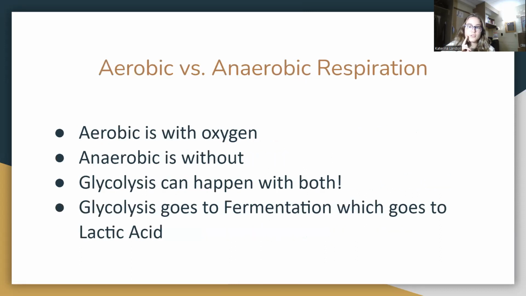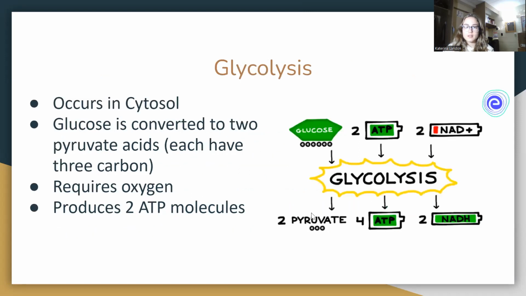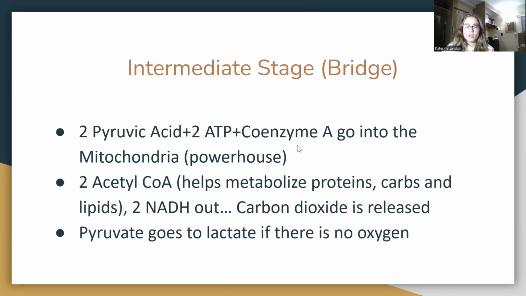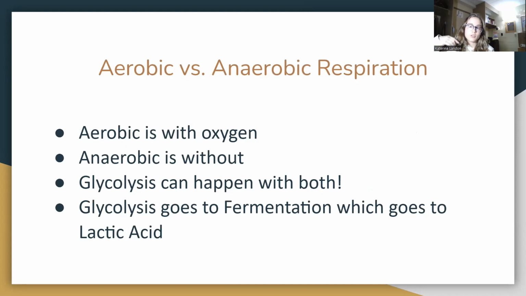However, there are 2 types of respiration. There's aerobic respiration and anaerobic respiration. Aerobic is with oxygen, so you can think of aerobic exercises where you're breathing and you need more oxygen. And anaerobic is without. Glycolysis can happen with both aerobic and anaerobic respiration, but if we're going to produce that carbon dioxide, you need to have oxygen, or else the 2 pyruvic acids from glycolysis are going to ferment and create lactic acid, which I'll connect back to running at the end. So that part is important to remember.